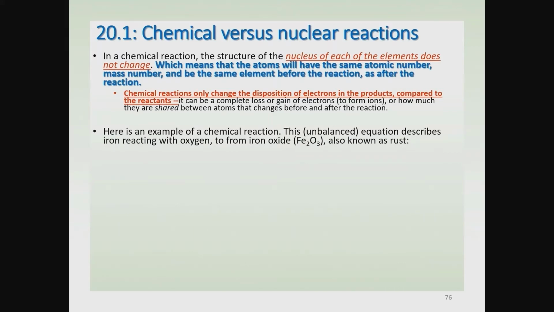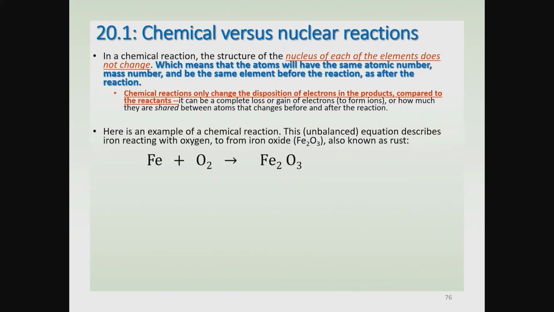Other chemical reactions are different. You have one atom sharing its electrons with the other and vice versa. We'll talk more about that later. So here's an example of a typical chemical reaction. This is an unbalanced equation for the formation of rust. We see one element, which is iron, combining with another element, oxygen, in the air.